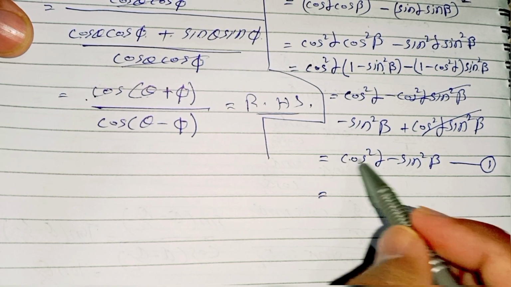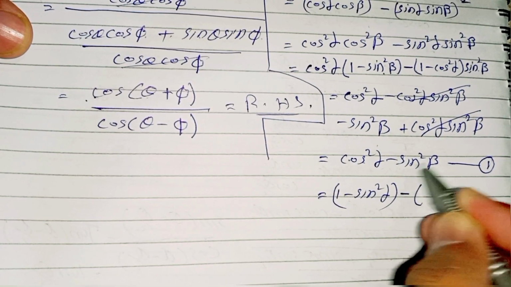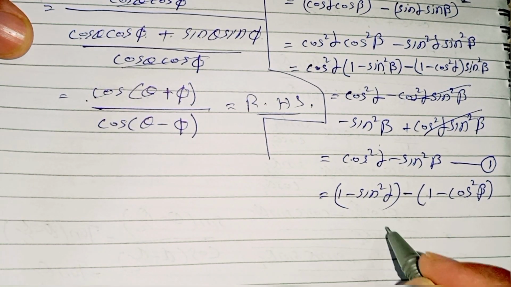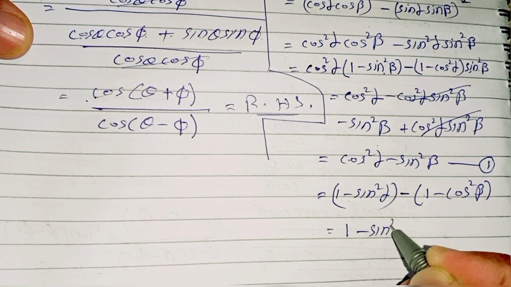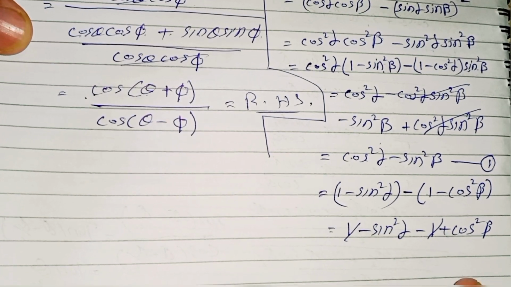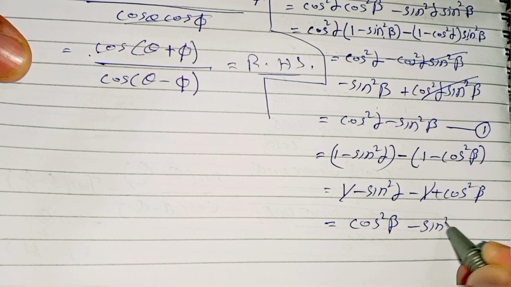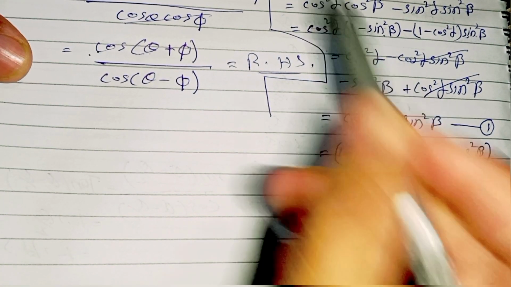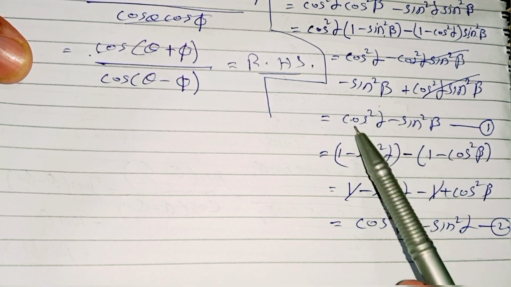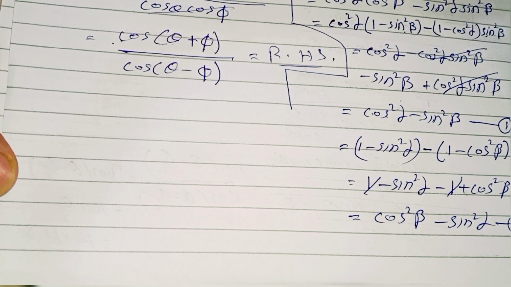Now we can change cos square alpha to 1 minus sin square alpha and sin square beta to 1 minus cos square beta. Due to the negative sign, the 1 and cos will be changed. 1 minus sin square alpha minus 1 plus cos square beta; minus 1 and plus 1 cancel each other and we have cos square beta minus sin square alpha. From equations 1 and 2, cos of alpha plus beta cos of alpha minus beta is equal to cos square alpha minus sin square beta, and cos square alpha minus sin square beta is equal to cos square beta minus sin square alpha.